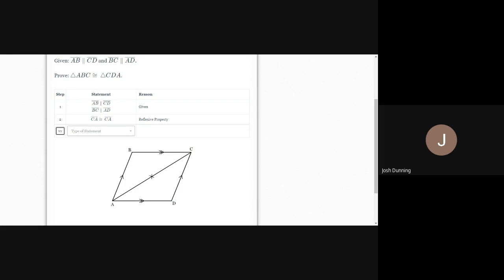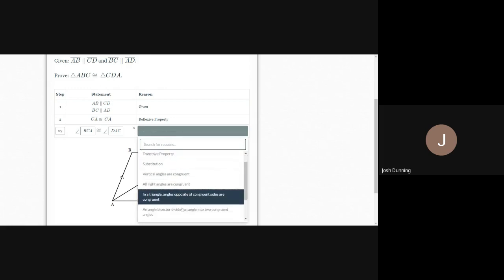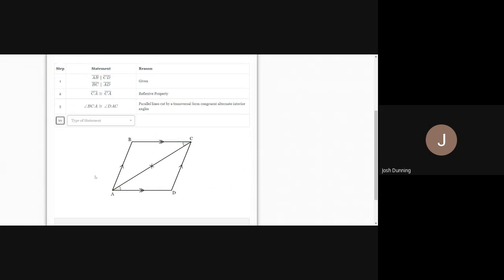Now, if the top and bottom are parallel and we have that diagonal CA going through there, it cuts through those sides. So what that tells us is that we have some alternate interior angles. BCA is an alternate interior angle to DAC. So parallel lines cut by a transversal form congruent alternate interior angles. Hey, there we go, and it marked them for us.